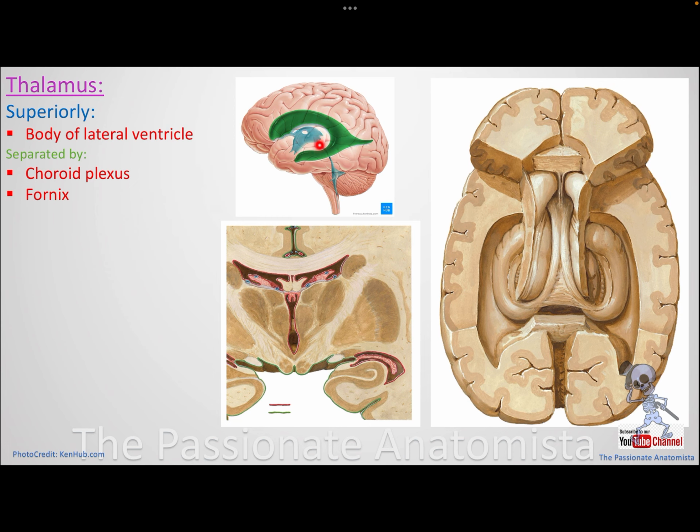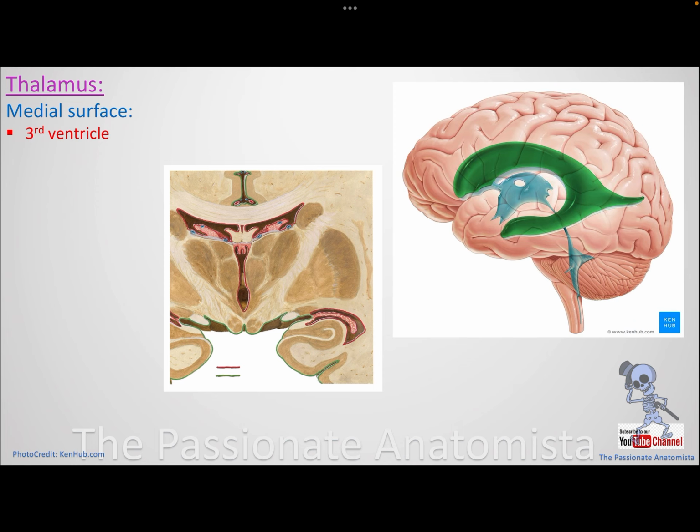Is that all I need to know? No. You remember when we talked about the limbic system, and we said that the fornix comes all the way and surrounds the thalamus medially and superiorly. So you need to know that the fornix is in the superior relation to the thalamus. So what is the superior relation to the thalamus? It's the body of the lateral ventricle, the choroid plexus that forms the CSF in it, and also, medially and superiorly, the fornix that lies superior to the thalamus.